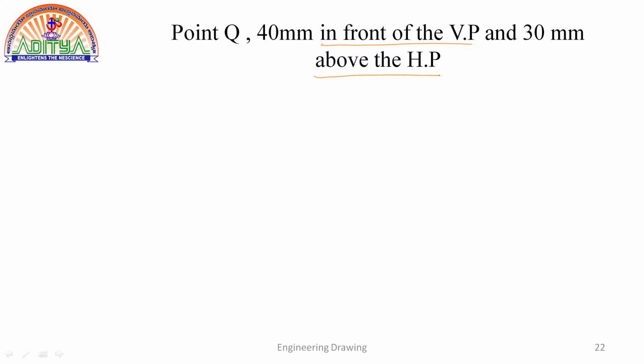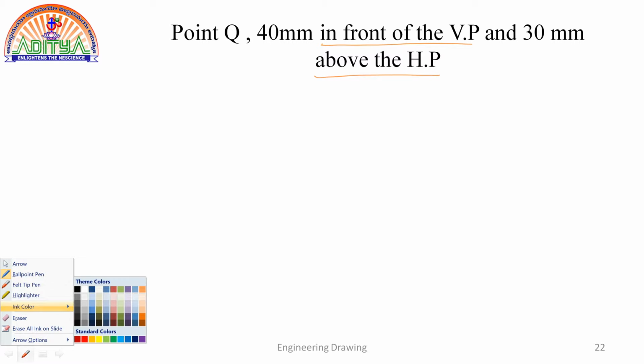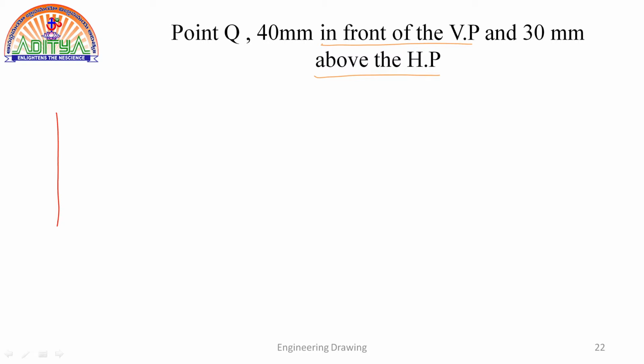Now, what do we have to do? First, we have to draw that quadrant system and locate the point Q. It is clear that the given point Q is located in the first quadrant. So, this is the horizontal plane and this is the vertical plane. Now we have to locate the point Q in between the horizontal plane and the vertical plane.